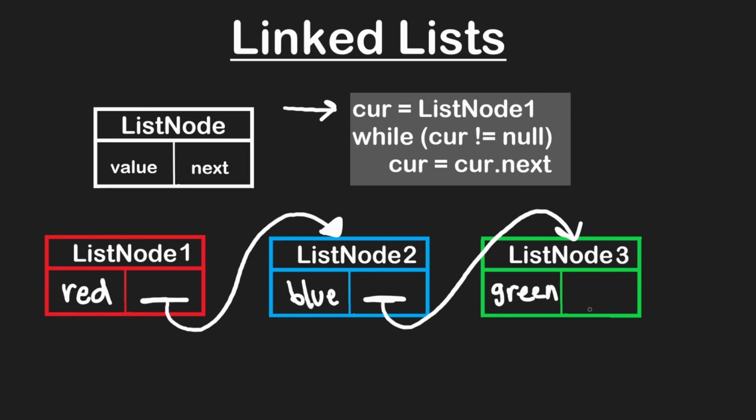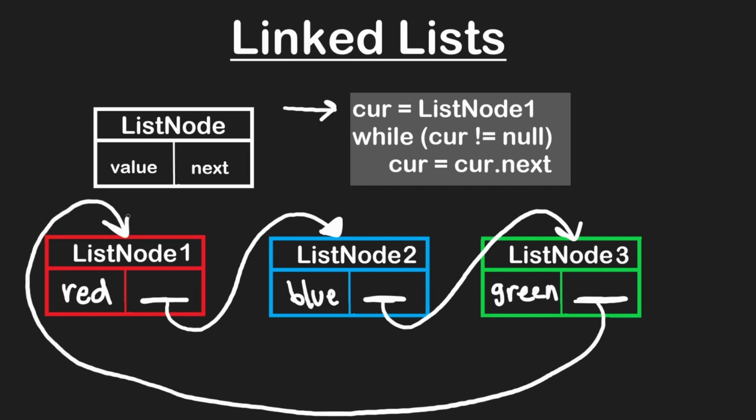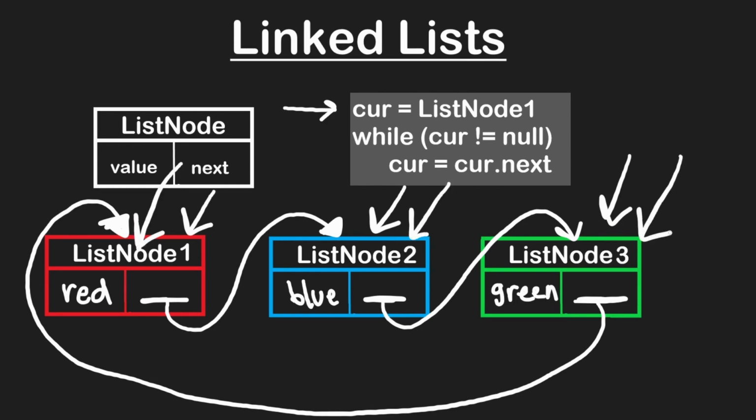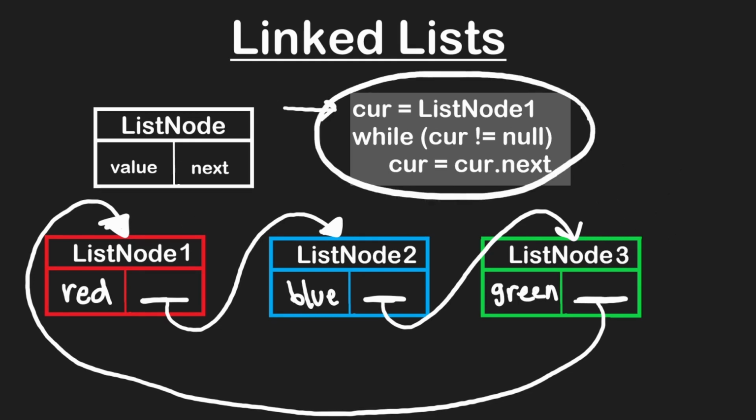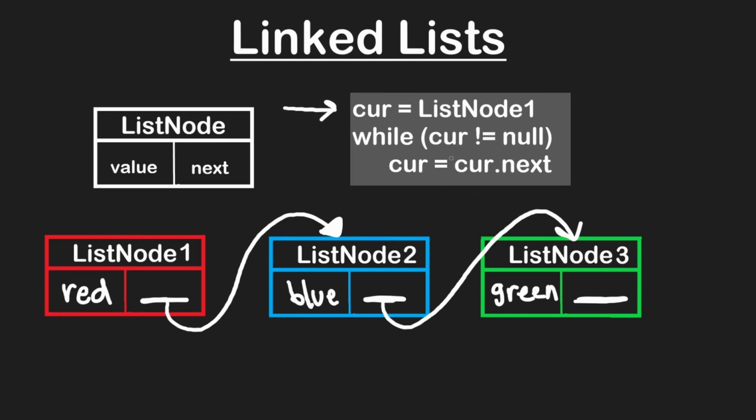Now, my question for you is, what would have happened instead if the next pointer of the third node was actually pointing at the first node? Well, we would have started here, then went to the blue node, then went to the green node, and then we would have come back to the red node, and then back to the blue node, back to the green node, and just kept doing that over and over again. It wouldn't be very fun to run because the program would crash. It's an infinite loop.